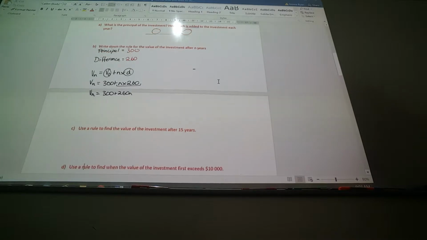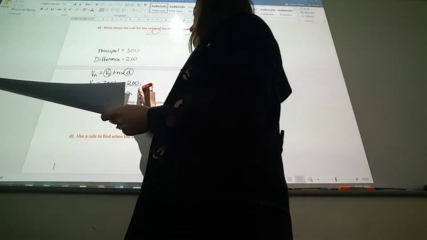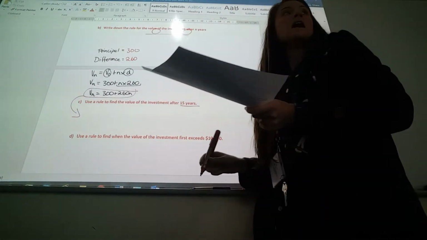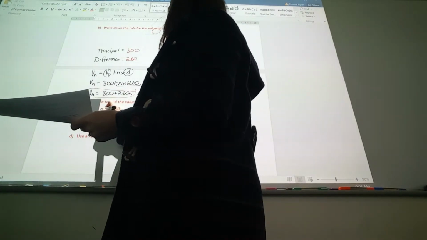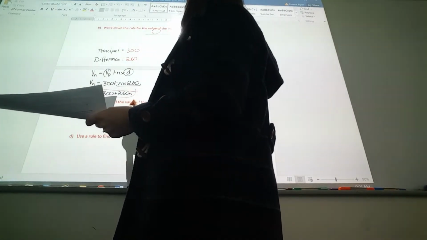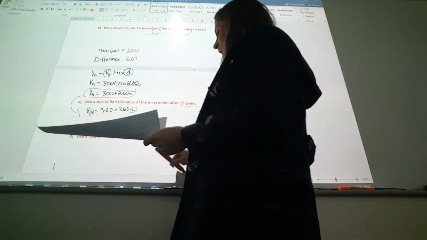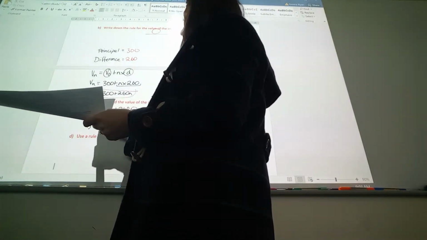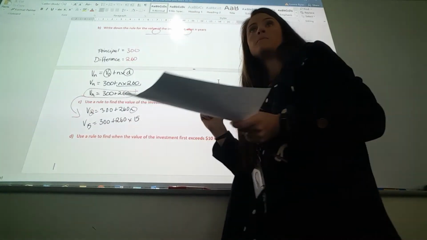The next question says, use a rule to find the value of the investment after 15 years. So that means use the rule we just found. So this is our formula, and we need to sub in 15 to where our n's are. So we should have V15 equals 300 plus 260 times 15.